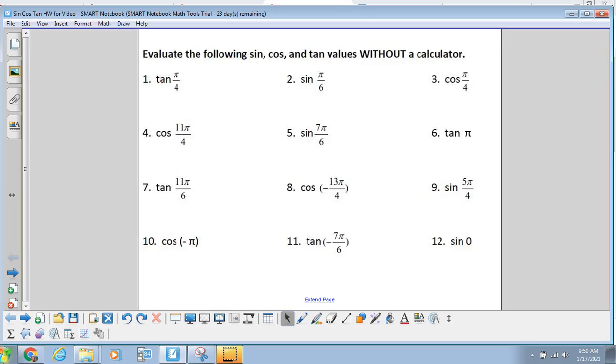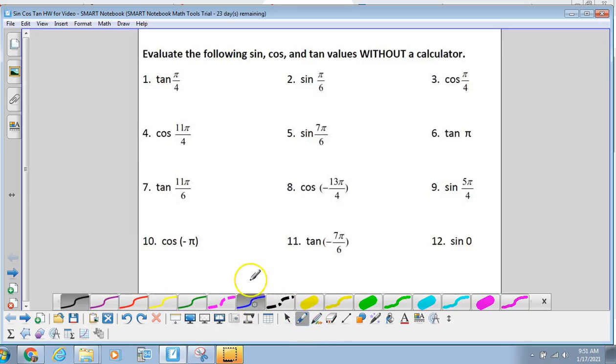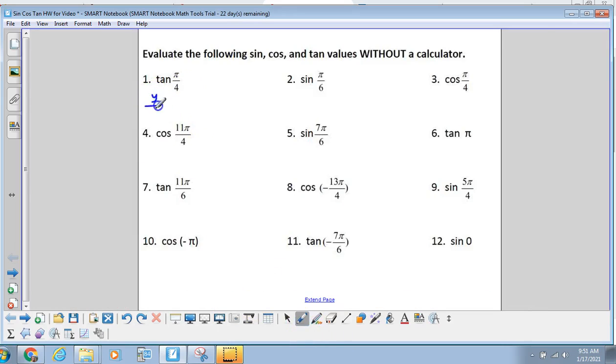Okay, let's start. For number one, the tangent of pi over 4. I'm going to make little notes down here. The tangent is y over x, and pi over 4 is in the first quadrant, and our coordinates for pi over 4 are root 2 over 2 and root 2 over 2, so that y over x is a positive 1. For our second one, sine of pi over 6, sine is just our y-coordinate, and pi over 6 is in our first quadrant, so the y-coordinate for pi over 6 is 1/2.